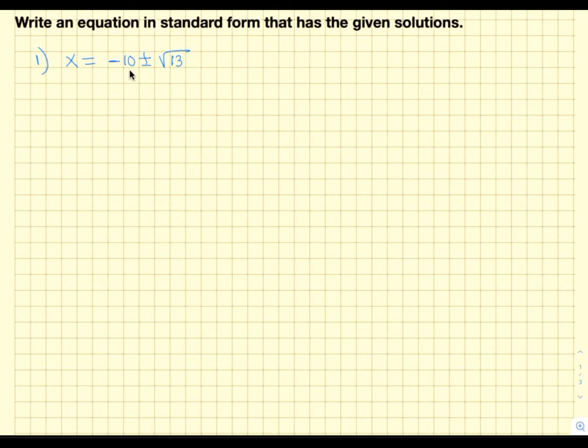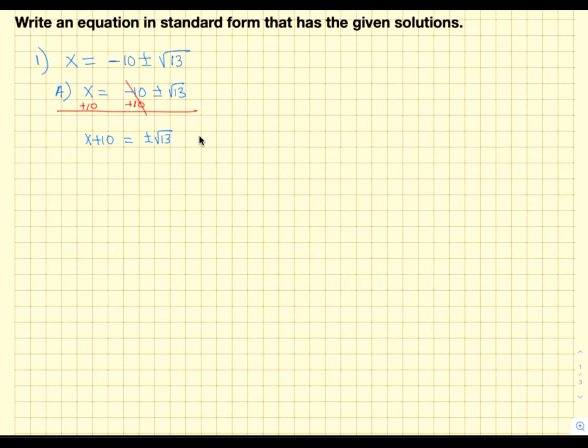Here we have x is equal to negative 10 plus or minus the square root of 13. We want to try to get the square root of 13 by itself. So we need to move the negative 10 over. We'll do that by adding its opposite. So we're going to add positive 10 to both sides. The 10s cancel on the right, and on the left you have x plus 10. So x plus 10 equals plus or minus the square root of 13.